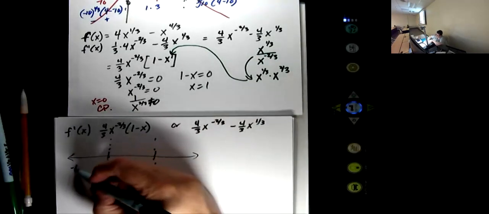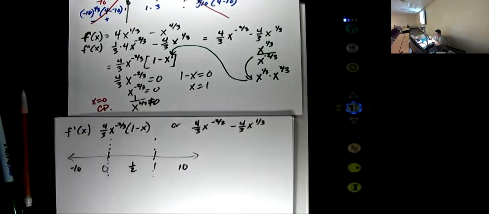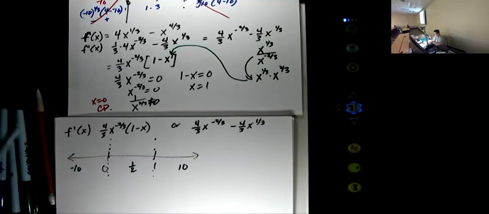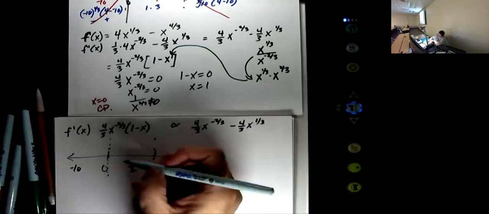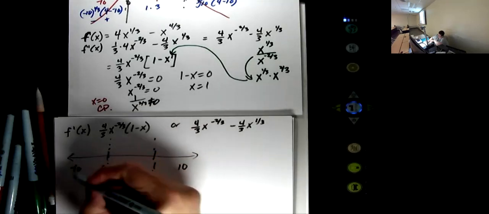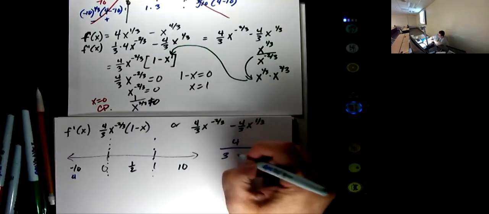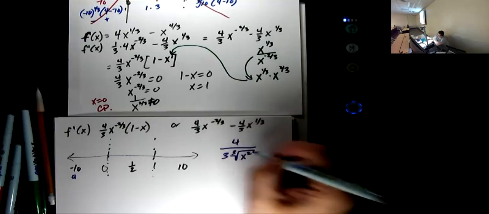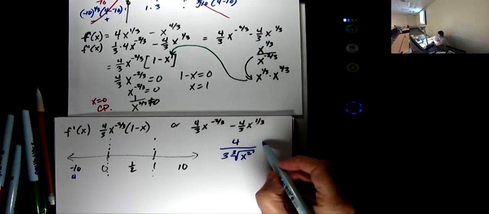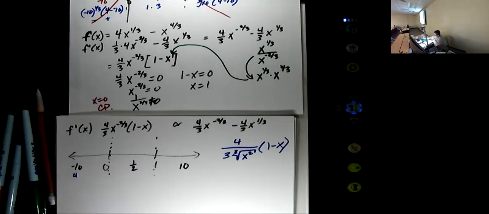So like -10, 1/2, 10. Not a lot of room to check there. But thankfully, we're just looking for signs. We don't need the actual value. That is 4 over 3 times the cube root of x squared, that first part, and then 1 minus x. That might be a little bit easier to figure out what the sign is going on.